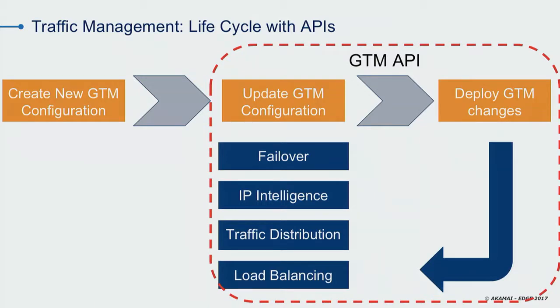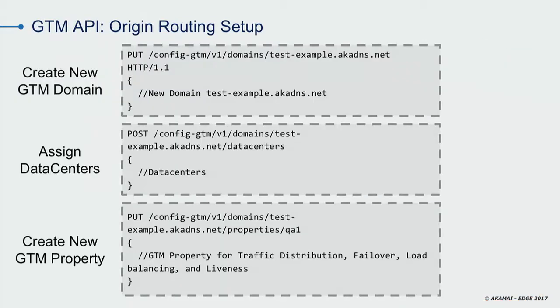When it comes to traffic management, you have a few different options. You can use failover, IP intelligence, traffic distribution, and load balancing. Those are all different ways you can dictate how Akamai should go forward to your data centers. If we take a look at some examples of the actual APIs themselves, we have those standard capabilities. You can create the GTM configuration through APIs. You can update the GTM configuration, add new data centers, and then create new GTM properties.